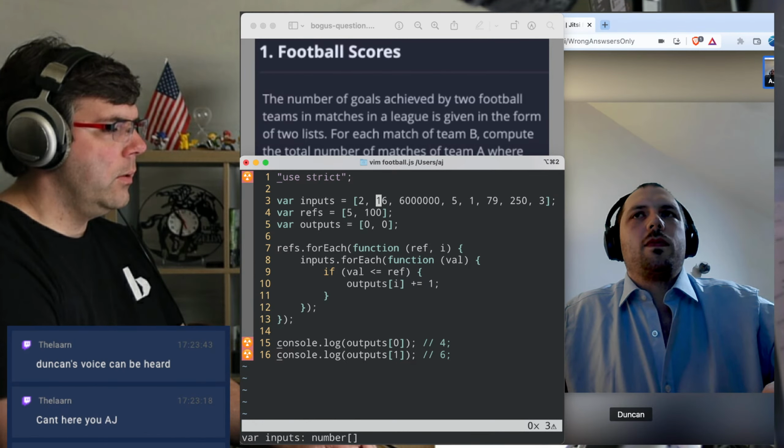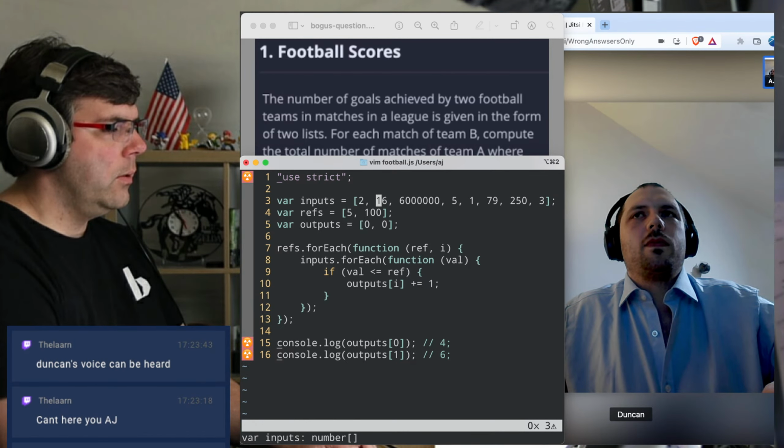And you're trying to output a list that will be the same length as the reference list. But for each number in the reference list, you want to find out how many numbers in the input list are less than that number. So if the first number in the reference list is 2, like it says here, then I want to go through the input list and count the numbers that are less than or equal to 2.